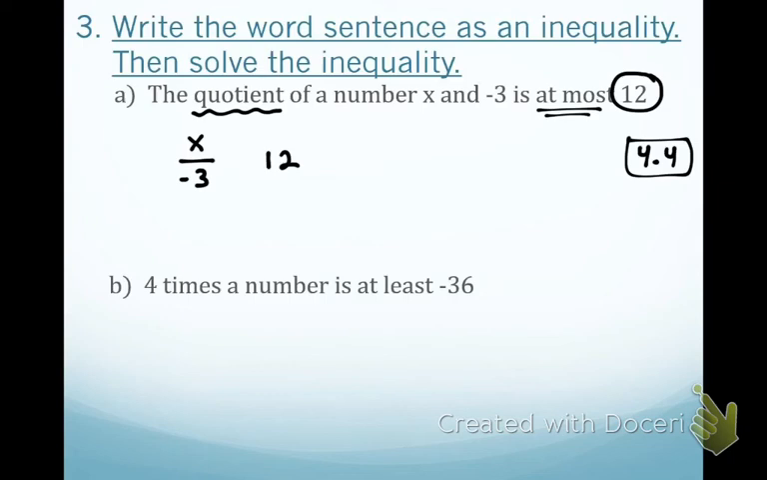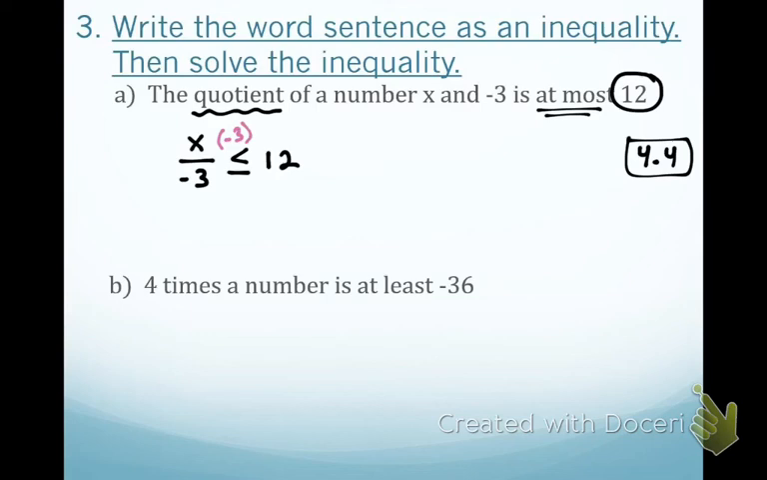But if you didn't have it memorized for some reason, you can reason and try to figure this out. If I say it has to be at most 12, could it be exactly 12? Yes, it could. So I'm going to put my equals sign. Could it be more than 12 if I said it is at most 12? No. So if it can't be more than, it would have to be less than. So your sign is going to be less than. Now it asks us to solve the inequality. How do I get rid of that divide by negative 3?